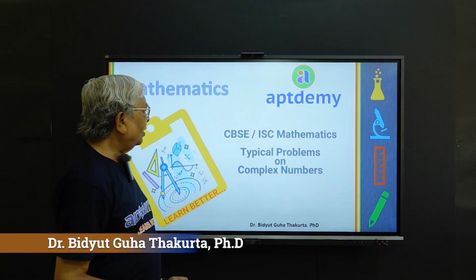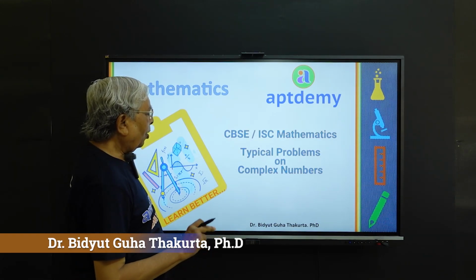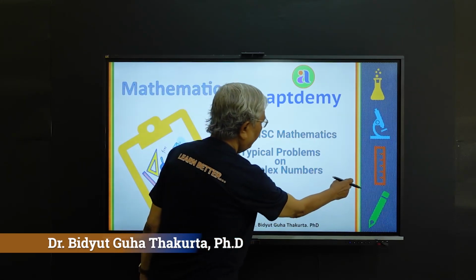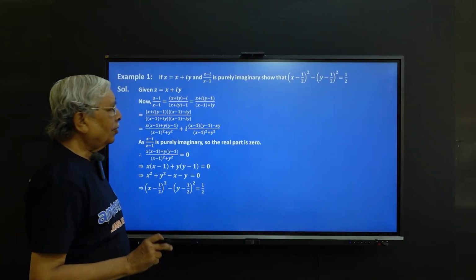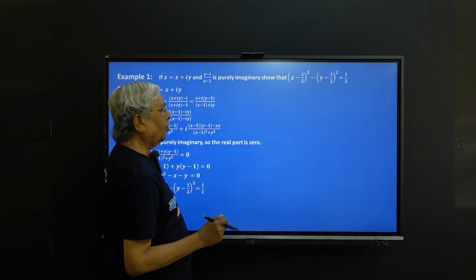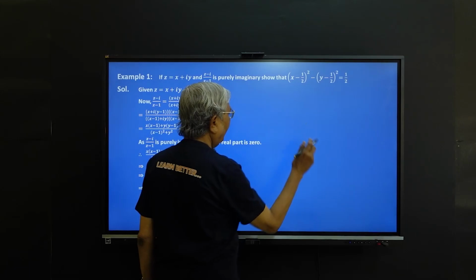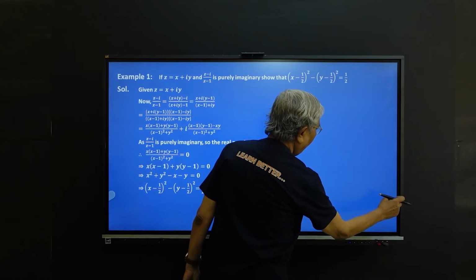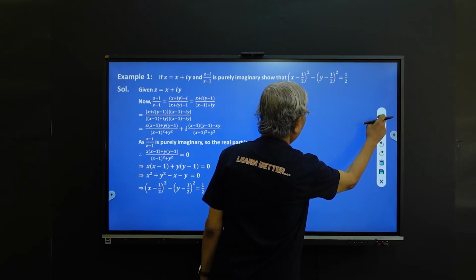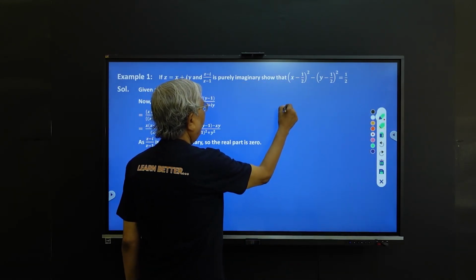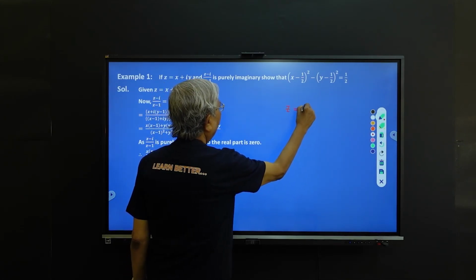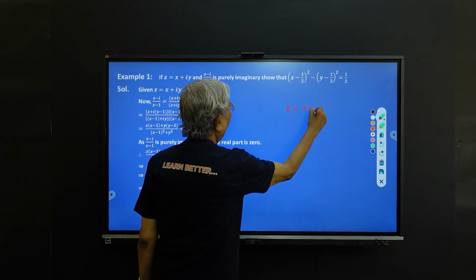Today we shall discuss some typical problems on complex numbers. First, we discuss something about complex numbers, which is very simple. Let Z be a complex number, and we define Z equal to x plus iy.